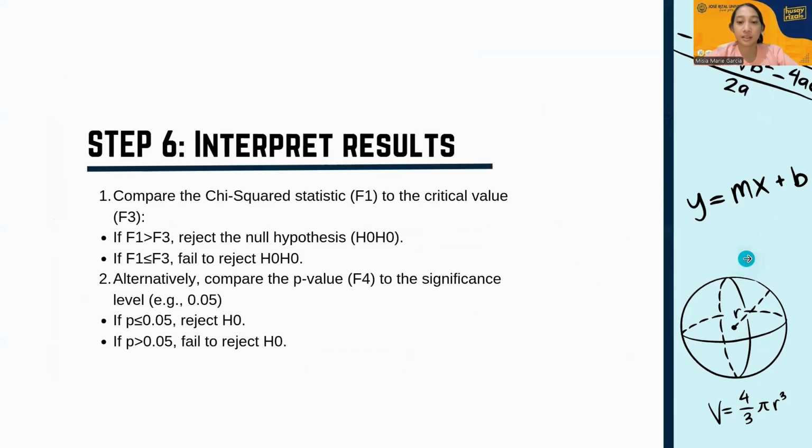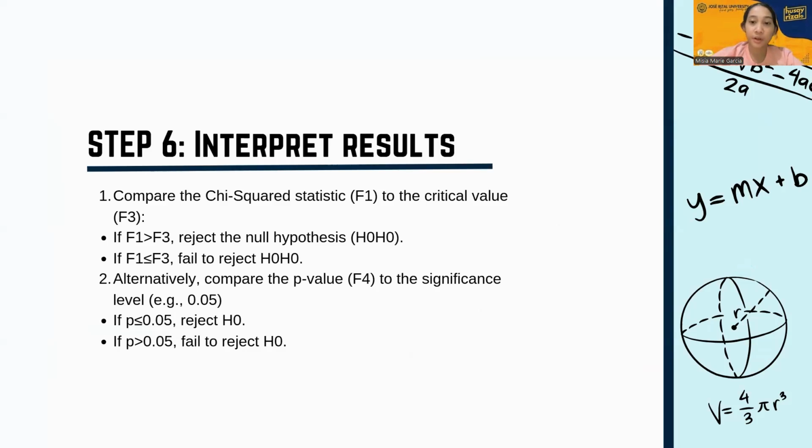Step 6. Interpret results. Number 1, compare the chi-squared statistic F1 to the critical value F3. If F1 is greater than F3, reject the null hypothesis, H0. If F1 is less than or equal to F3, fail to reject the null hypothesis.